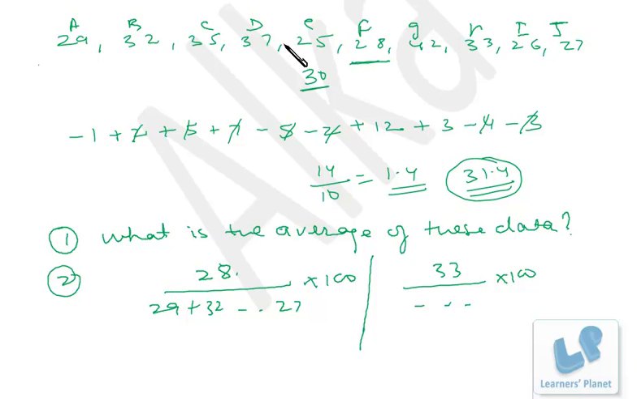Now see, there are 10 data, right? On an average, every data is carrying 10%, 10, 10, 10, 10, 10 till 100, right? Now we will be calculating the deviation from this 10%.